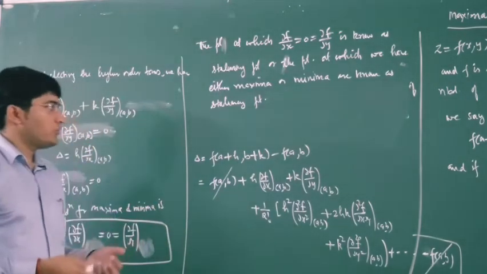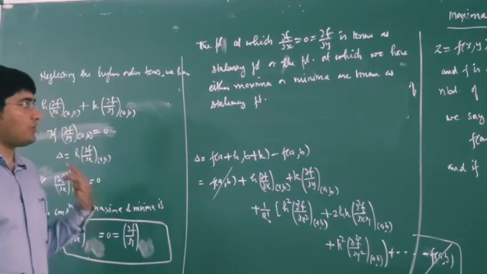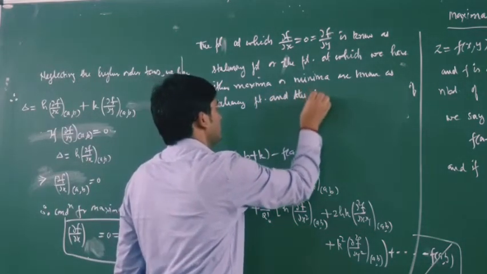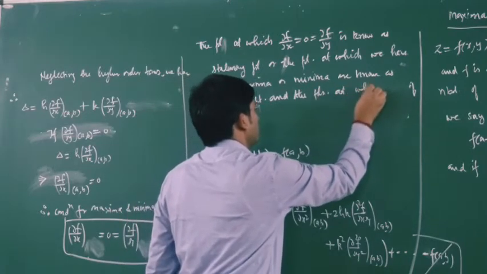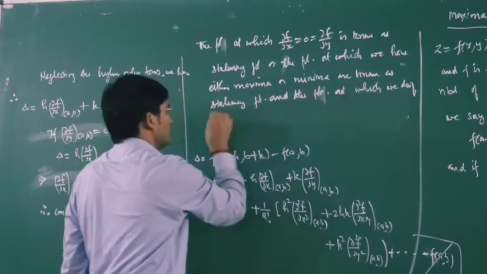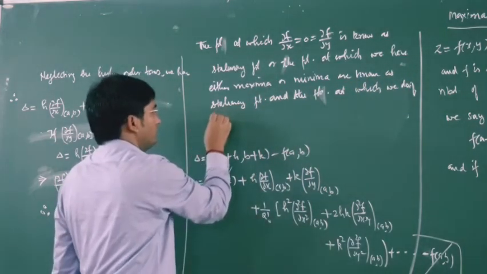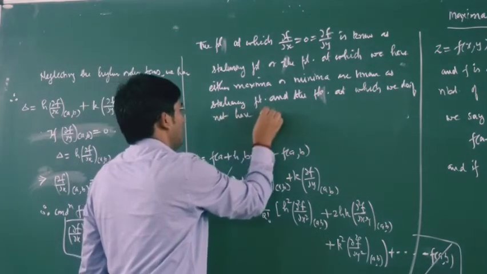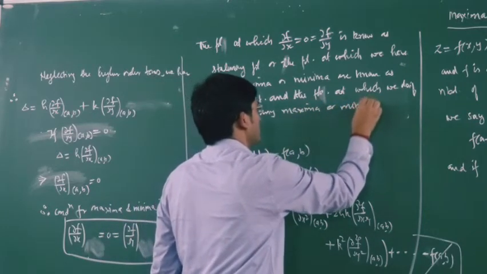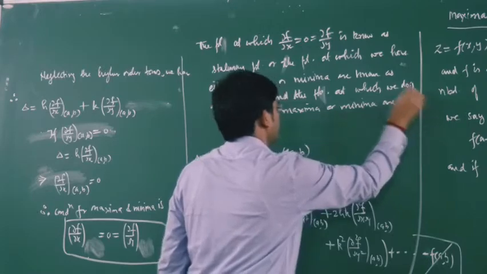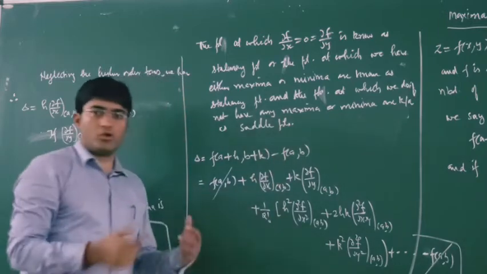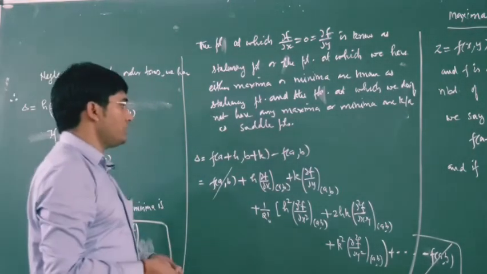And the point where we do not have any maxima or minima is known as a saddle point. So the points at which we do not have any maxima or minima are known as saddle points.